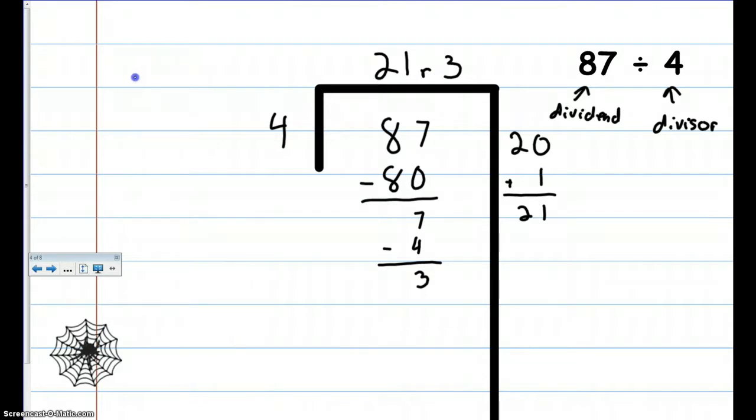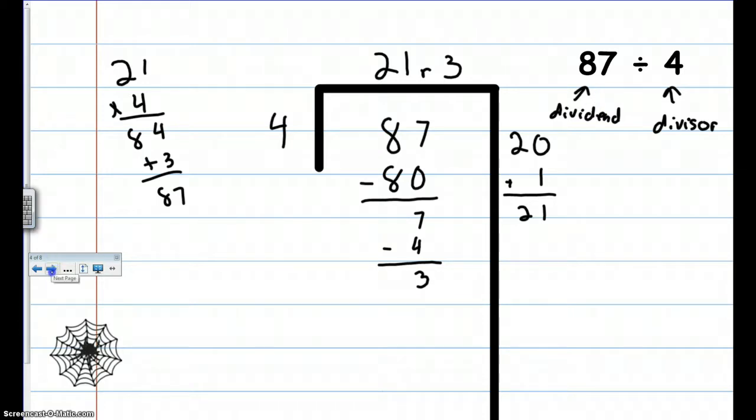And again, I can check that using multiplication. So 21 times 4 is 84 plus 3 is 87. And I got right back to my dividend. Let's do this again.